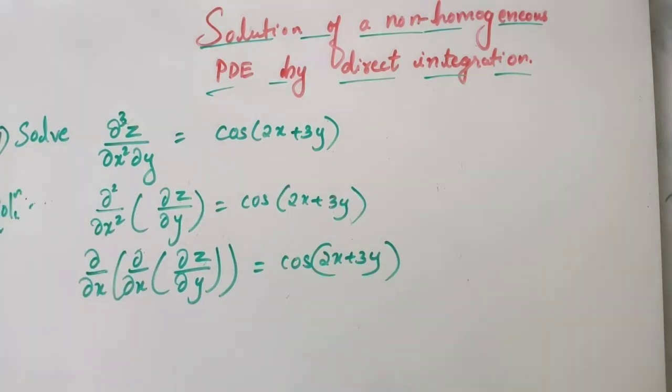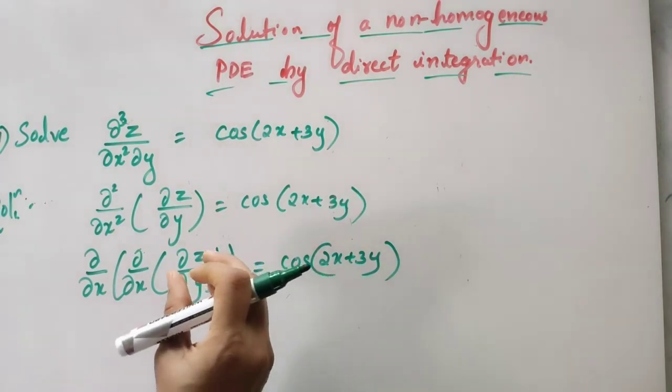Because it is a partial derivative with respect to x as well as y, both are present in the same equation. So it's clearly a non-homogeneous PDE, and after we split it we get it like this, that is part by part. Now what we do, we try to eliminate each and every ∂/∂x, ∂/∂x and ∂/∂y, and simply we should be retained with z.